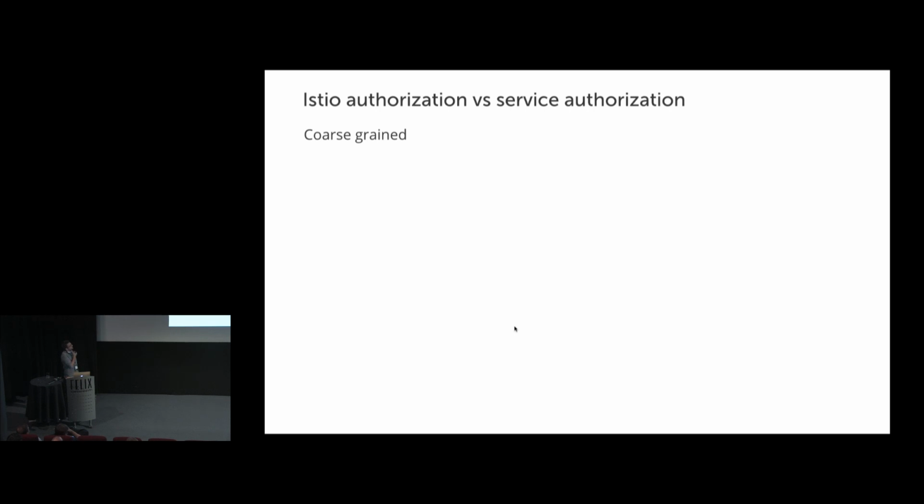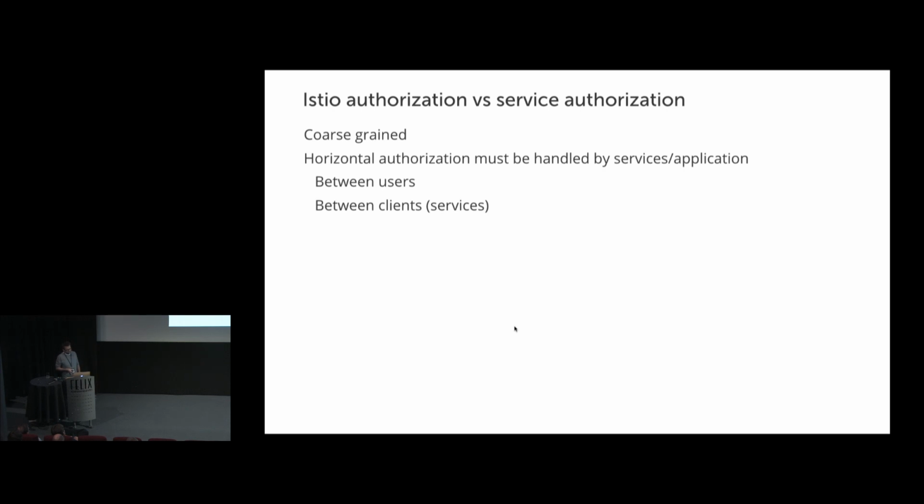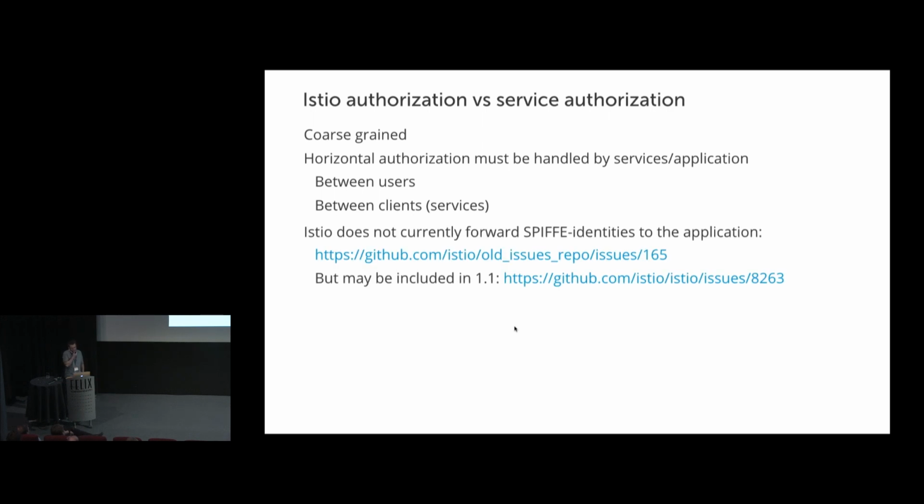So the Istio authorization is coarse-grained. You can do path-based authorization, you can do source-based authorization, but I'm not really sure that this is where I want to add those kinds of things. I've seen these things go wrong many times, so I'm not sure that's what I want to do.